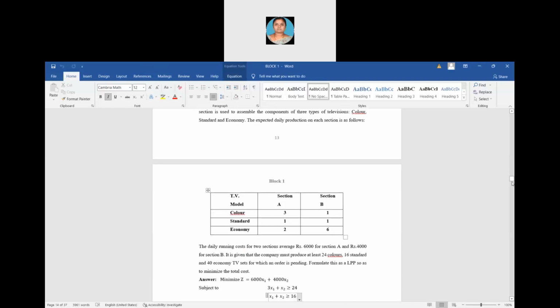The daily running cost for the two sections averages rupees 6,000 for section A and rupees 4,000 for section B. So they have given the running cost. For running cost, what we have to do is minimize, definitely. Only if you see the word profit do you have to maximize. And if we see time or cost, it is minimize only, definitely.